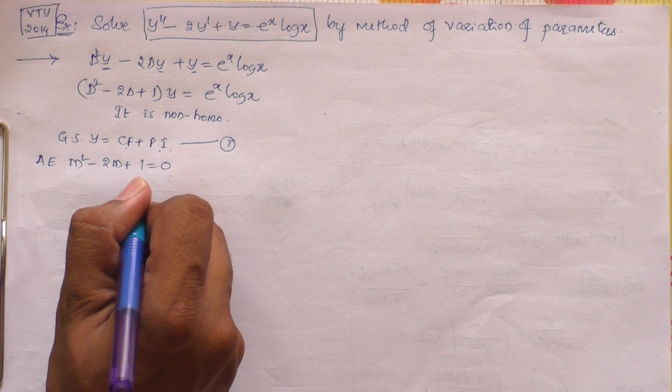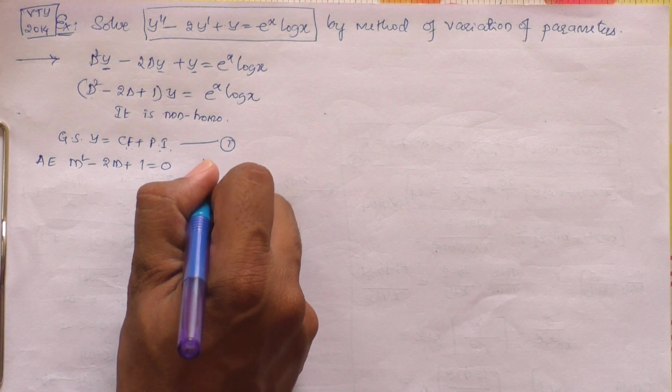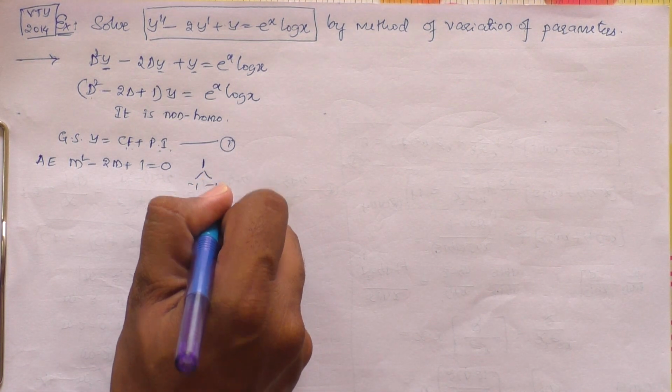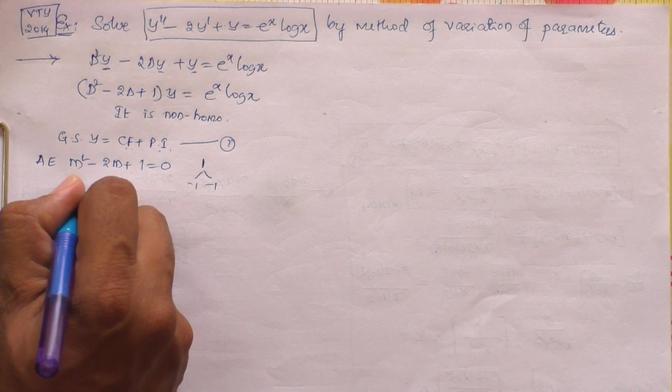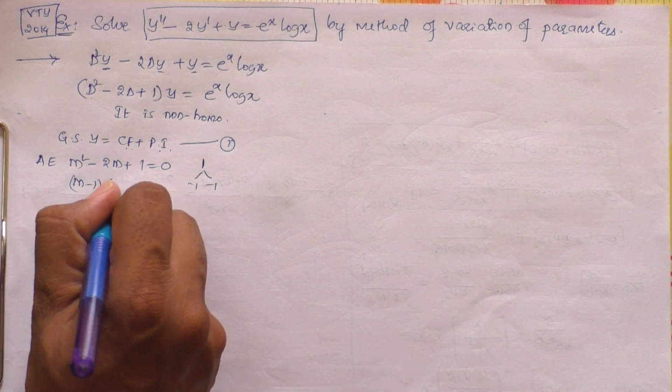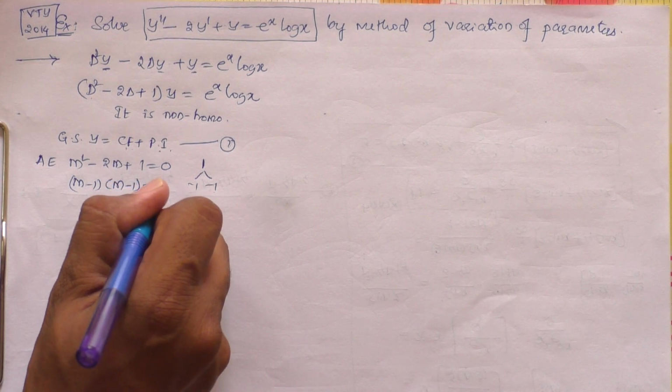Now factorize and find the m values. 1 can be factorized as minus 1 into minus 1, so the product is 1 and the sum is minus 2. So it can be written as m minus 1 into m minus 1 equal to 0.